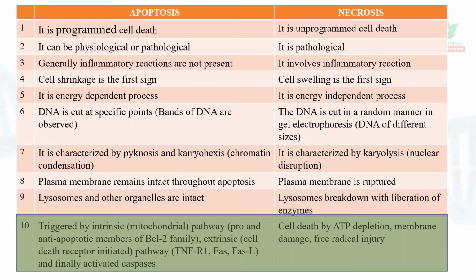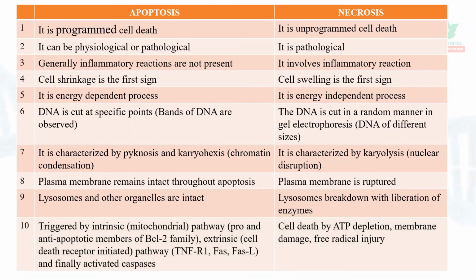Lysosomes and other organelles are intact in apoptosis. Lysosomes break, causing liberation of enzymes in necrosis. Apoptosis is triggered by BCL2, TNFR1, FAS and FasL, whereas necrosis occurs by ATP depletion, membrane damage and free radical generation.